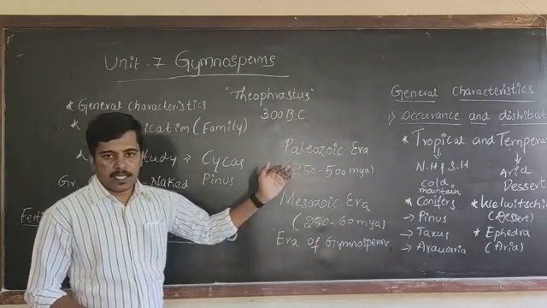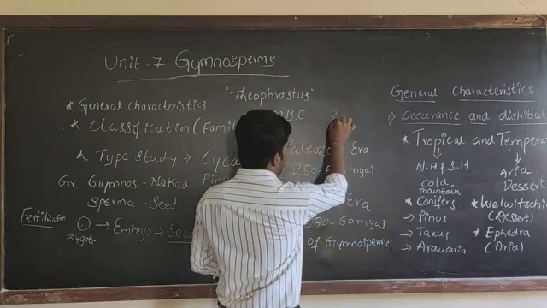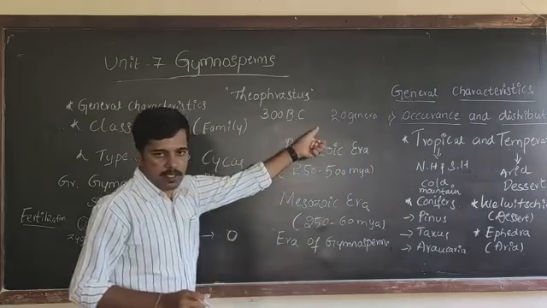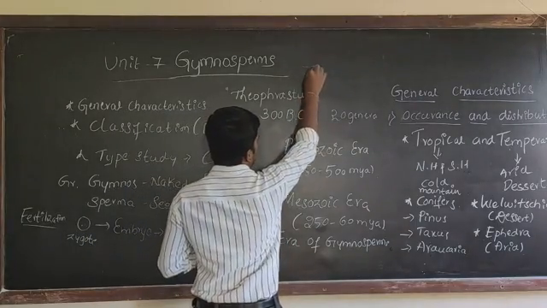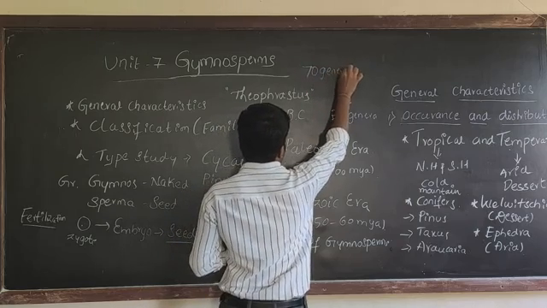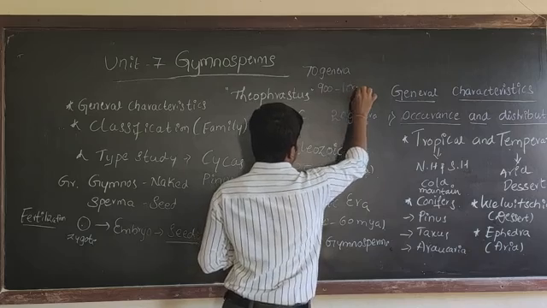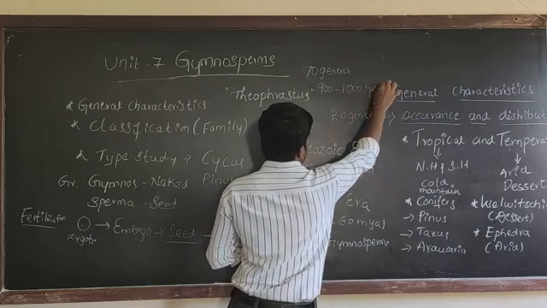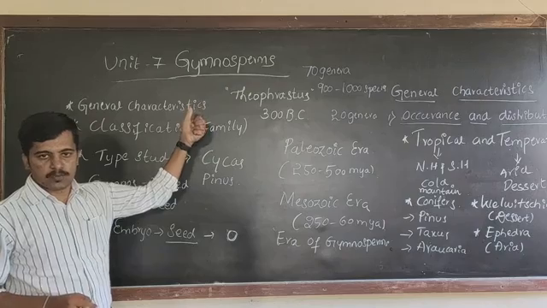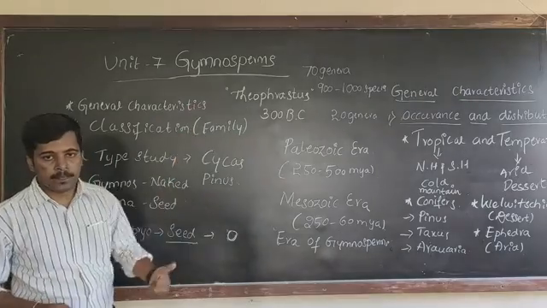And one more thing, in India we have about 20 genera of gymnosperms. In the world, on the earth, totally we have about 70 genera of gymnosperms, and around 900 to 1000 species. Total 70 genera of gymnosperms are reported till today, and around 900 to 1000 species are reported.